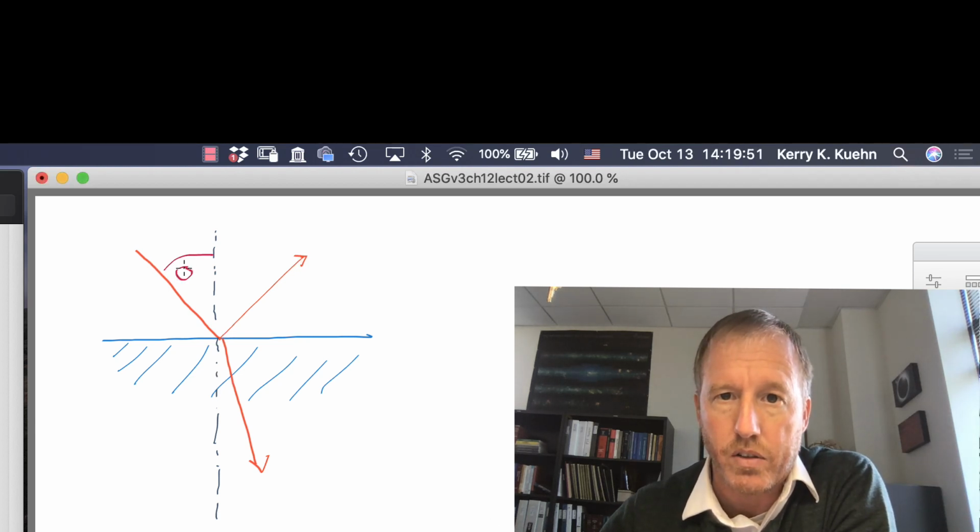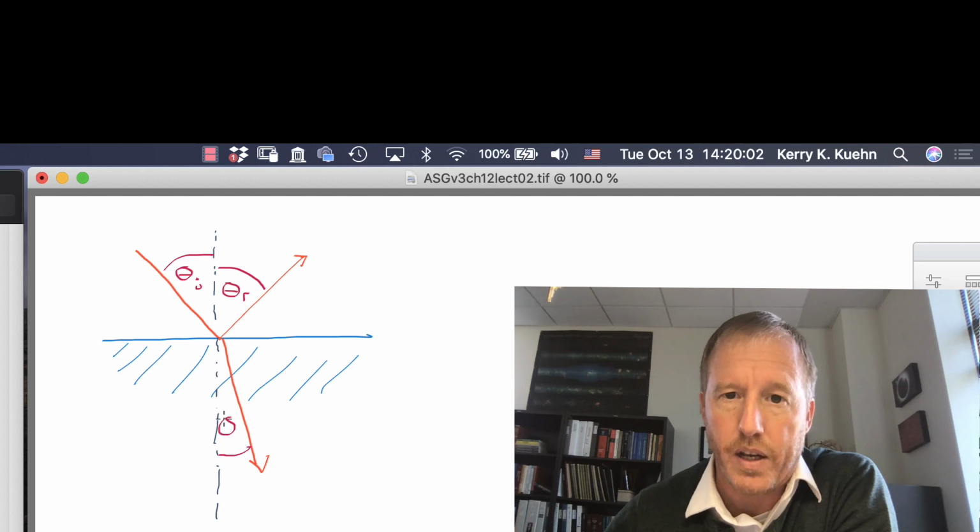I'll put a theta sub I for angle of incidence. This would be the angle of reflection. I'll put theta sub R. And here would be the angle of refraction. I'll put theta sub capital R for refraction.